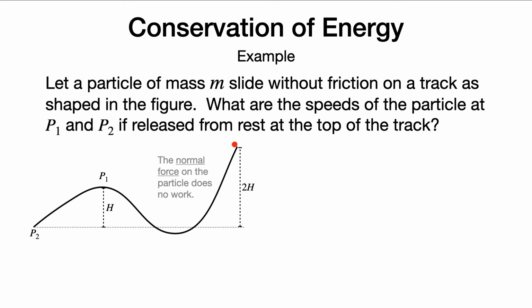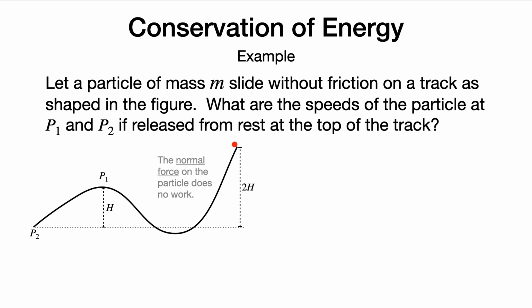Remember, the particle is moving along the track, but the normal force is directed perpendicular to the direction of the track. And so, because the particle moves perpendicular to the normal force, the normal force does no work on the particle. Because there are no non-conservative forces acting, we have an isolated system and energy is conserved. So the total mechanical energy of the system will remain constant for all points in the motion of the particle along the track. So we can calculate this mechanical energy at any point in the particle's motion along the track.